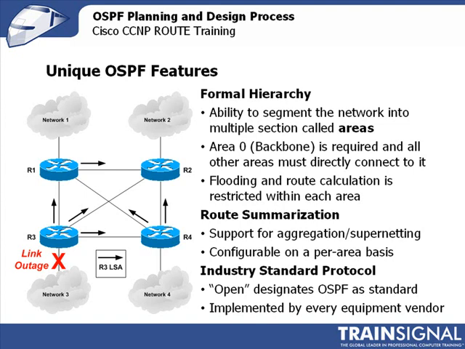There's also route summarization. There's support for network aggregation and supernetting. Unlike EIGRP, this is not done per interface, but actually per area. So you can see the importance of OSPF areas. And another thing that's unique about OSPF, it is an industry standard protocol. You may recall that EIGRP was proprietary. The open in Open Shortest Path First actually designates that it is standard. And it's implemented by virtually every router equipment manufacturer that there is.